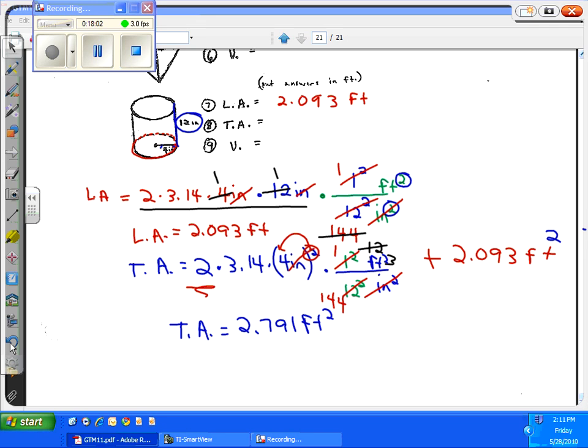I noticed in the teacher's edition that I didn't convert the 2 times the area of the bottom to square feet. So there's an error on page 306, number 8, teacher's edition. We'll get that fixed later. This is the correct answer, 2.791 square feet.